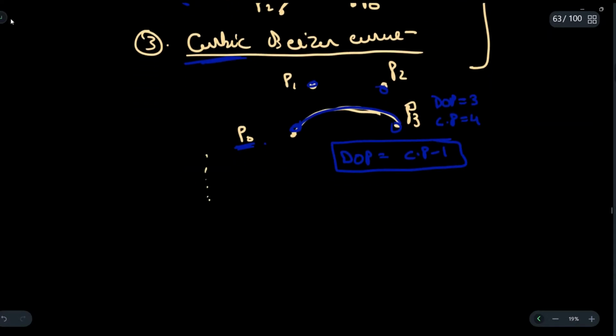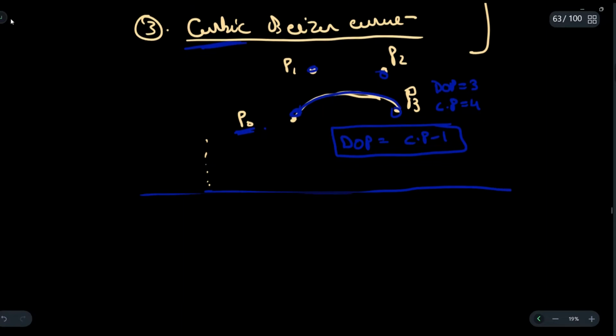Now let us summarize the properties of the Bézier curve that we have discussed and will be discussing now. That is, let us come to property 1. Let us write the properties.